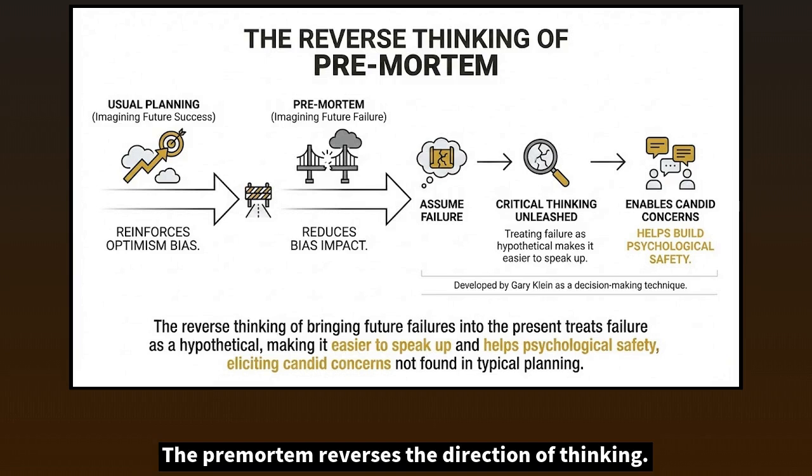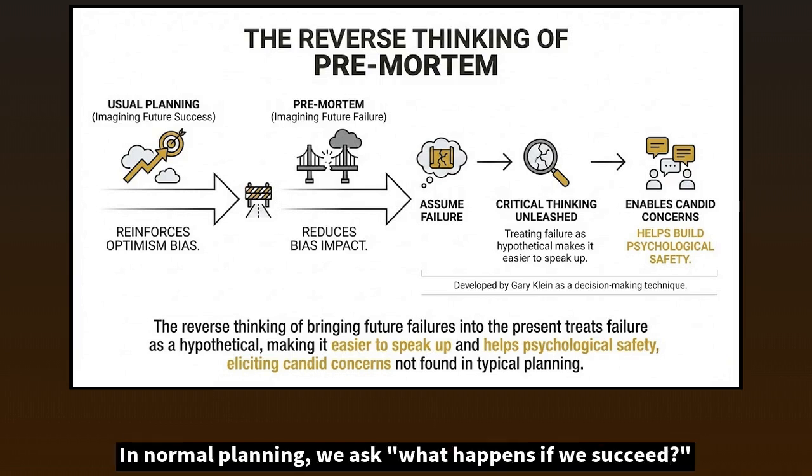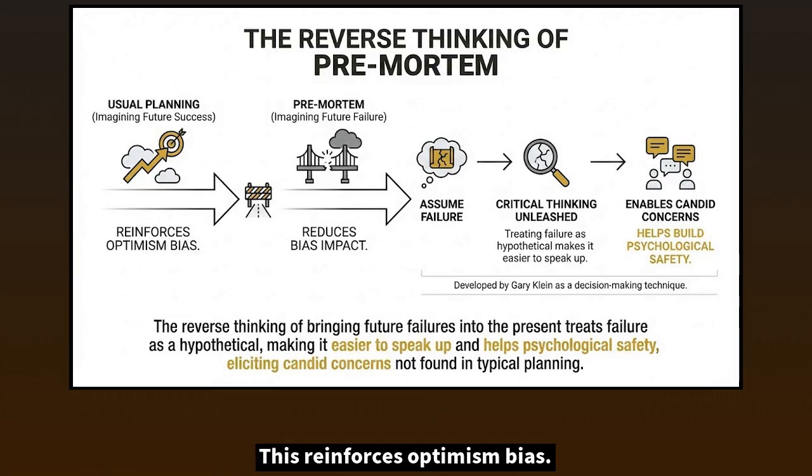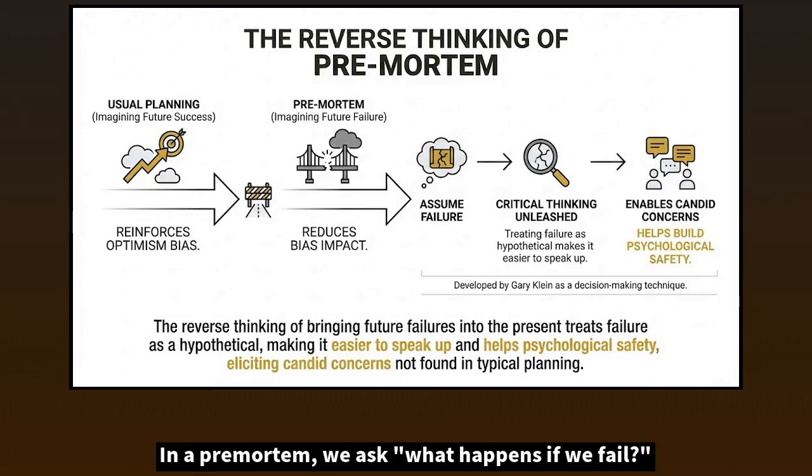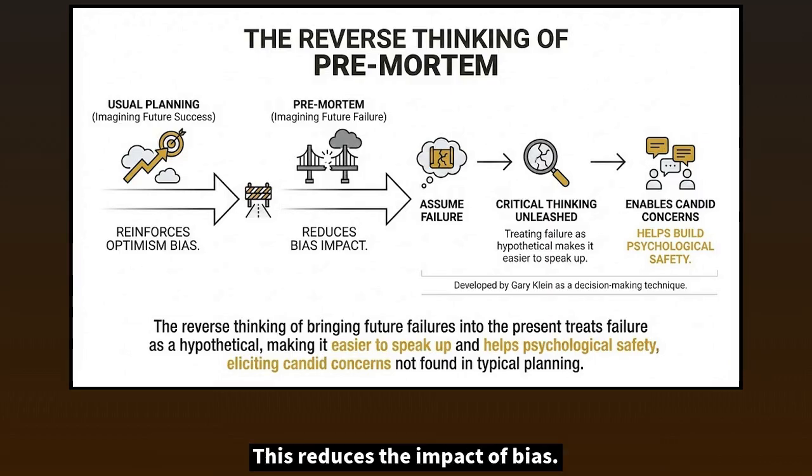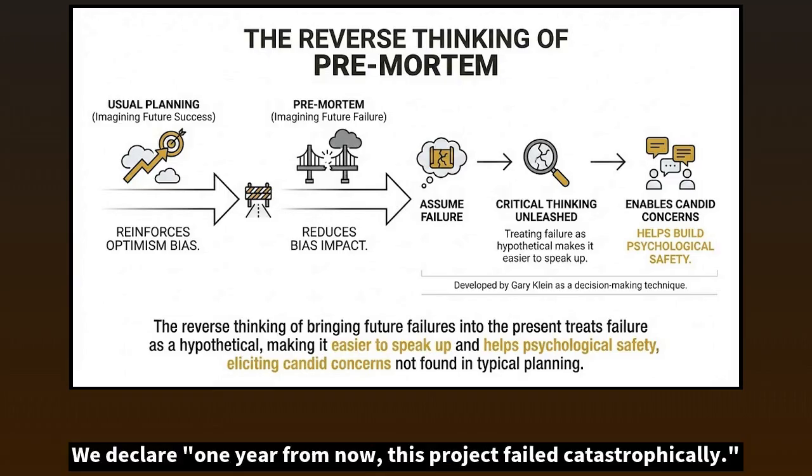The pre-mortem reverses the direction of thinking. In normal planning, we ask, what happens if we succeed? This reinforces optimism bias. In a pre-mortem, we ask, what happens if we fail? This reduces the impact of bias. The key is assuming failure, not "if we fail." We declare, 1 year from now, this project failed catastrophically.